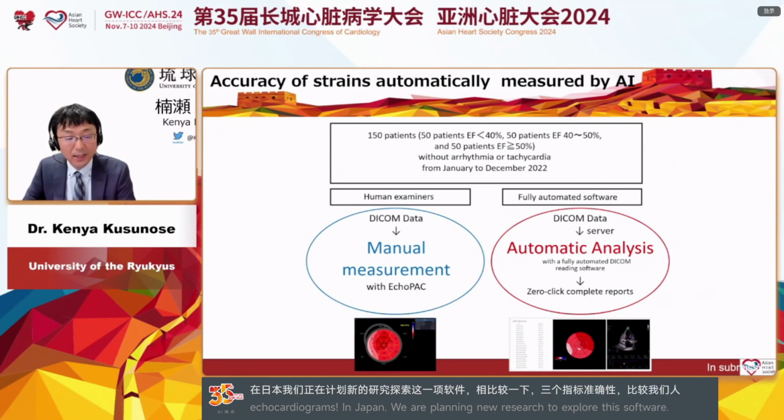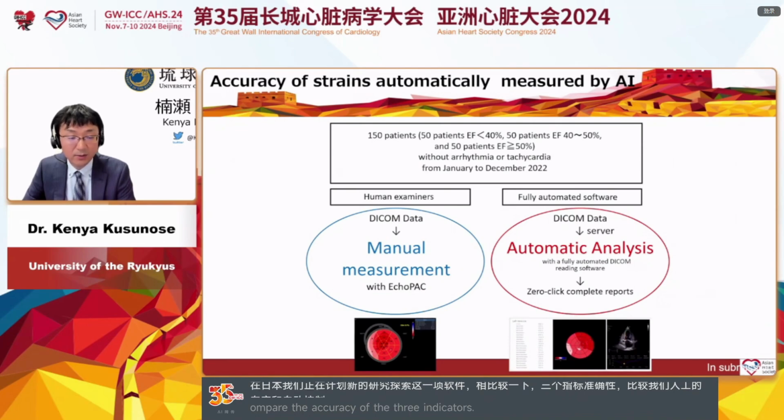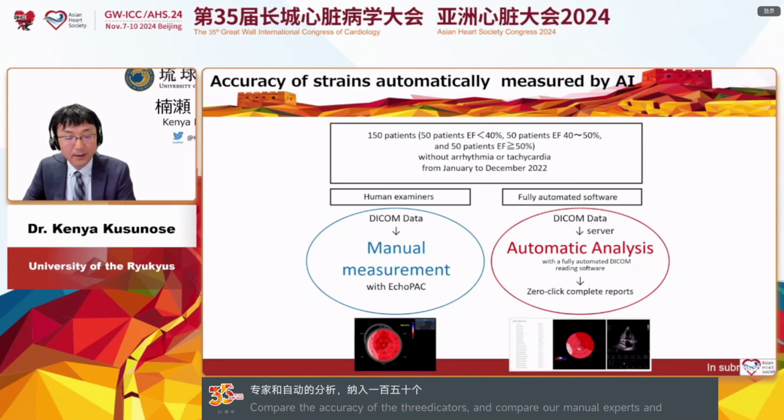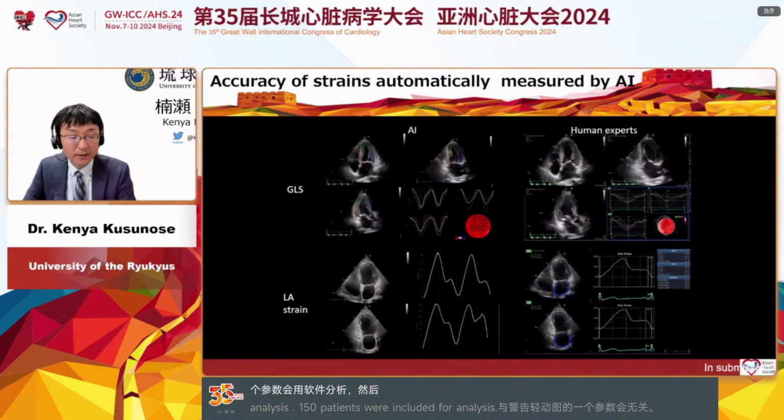A total of 150 patients were included in this study. Echocardiographic parameters were independently assessed by human experts and the fully automated software. This is an example of global longitudinal strain and left atrial strain measurements by human experts and AI.